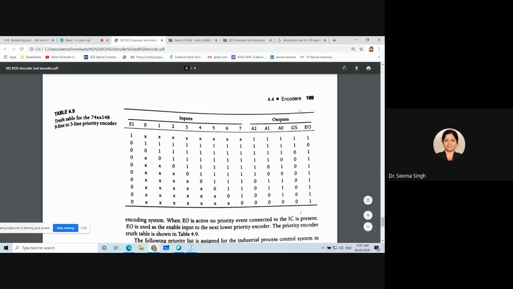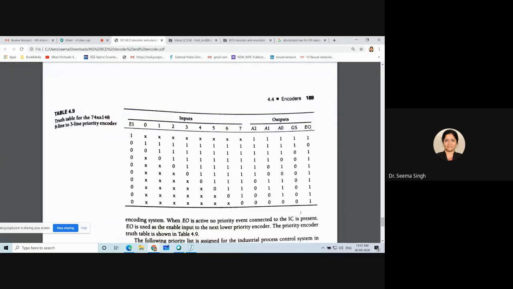Now you can see there is something extra here. One GS is there, one E0 is there. So what is this E0? It is called enable output. What you can see is that enable output is 1 for all of these.